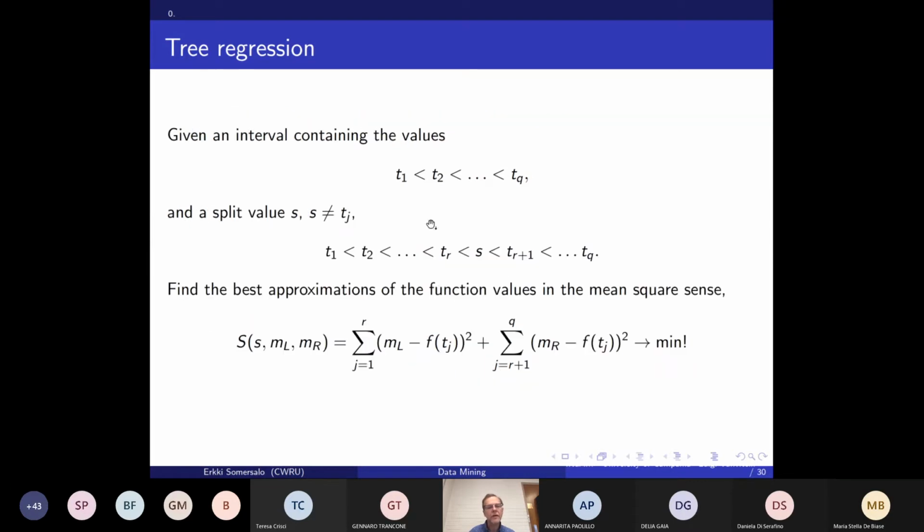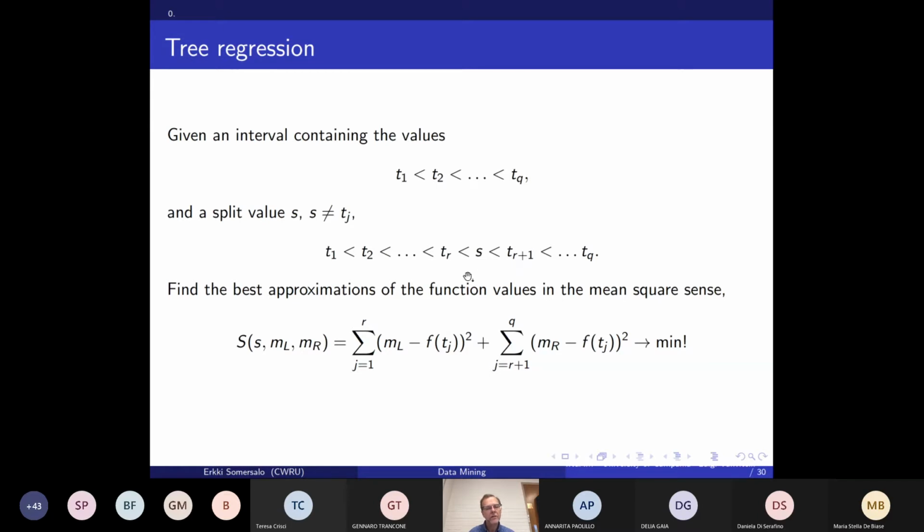Suppose I take this interval again, and I'm splitting it in two. So I'm taking a value s, and I'm splitting the interval into two subintervals, from t1 to s and from s to tq. So s is chosen to be a number which is not coinciding with any one of those numbers, t1 to tq. And so if I take this s from that interval, it falls between two t values. Let's call tr the last t value which is less than s, and tr plus 1 the first one which is above s.